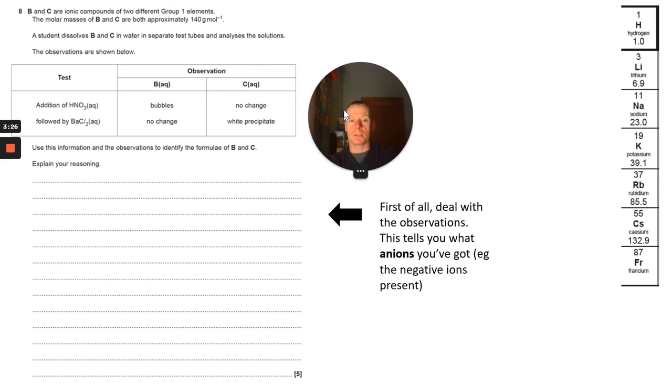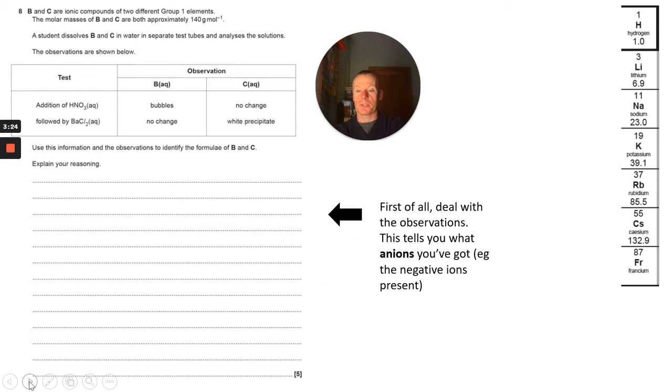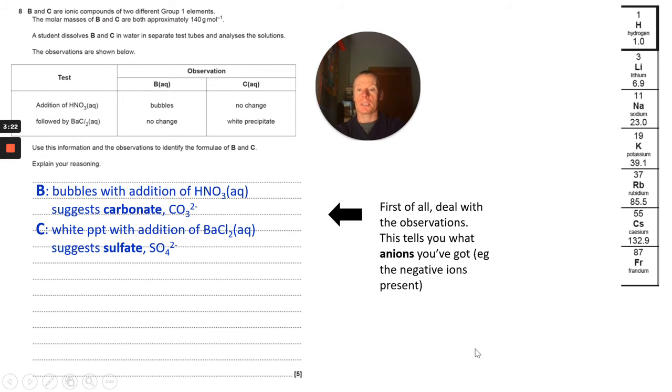So the first thing to do is to deal with all the observations from the table. It says that bubbles with addition of HNO3 for B must mean that it's a carbonate, or it suggests anyway that it's a carbonate, so you just put that down. The fact that it's a white precipitate with a barium chloride solution would suggest that C has a sulfate ion in it.